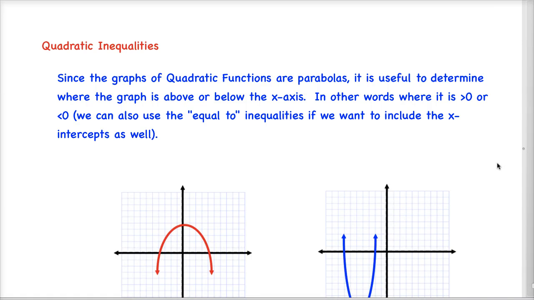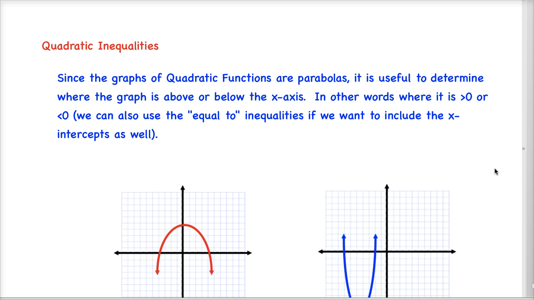Hi everybody, and welcome to tonight's video where we are going to be talking about quadratic inequalities. So far we've been talking a lot about quadratic functions, and we have been talking about how their graphs are the shape of a parabola. So what we're going to do now is take a look at those parabolas and see where they are either above or below the x-axis.